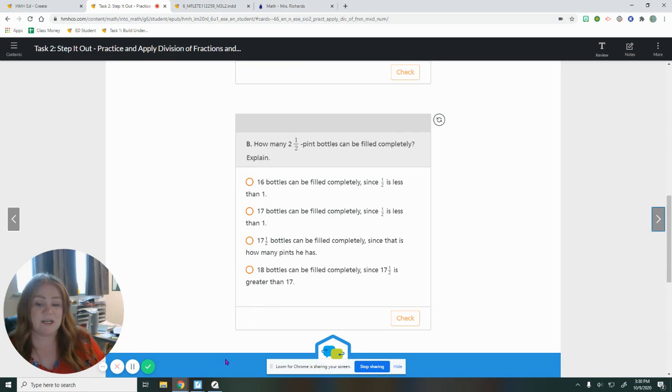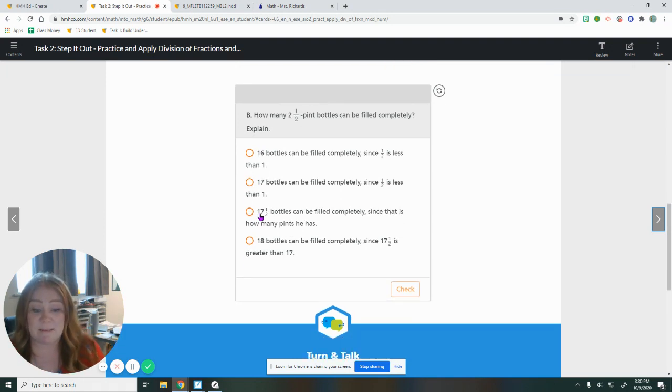So this answer is they can do more than 16. Our answer was 17 and a half. So my answer can't have a fraction in it because that's not a whole bottle. And I don't have 18. They can't even get to 18. So they can only fill up 17 the whole way because the last bottle, it is the 18th bottle, but it's only halfway full. So there are 17 bottles that are completely filled up.